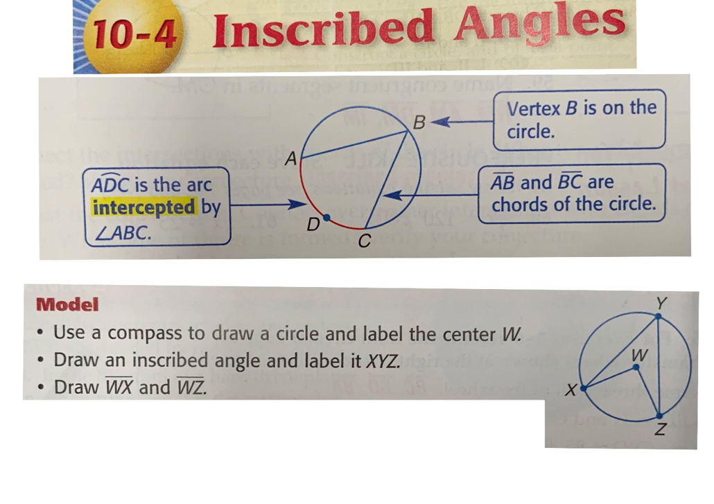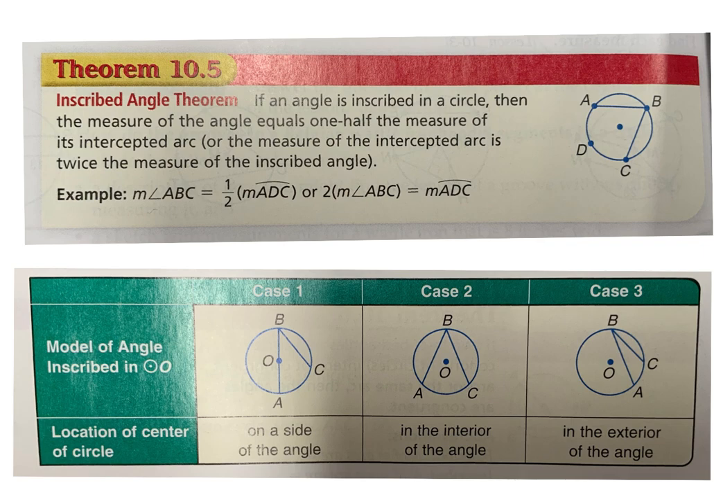And that's where we get the theorem at the bottom of that page. If an angle is inscribed in a circle, then the measure of the angle equals 1/2 the measure of its intercepted arc. All right, intercepted arc. Now remember, the measure of the intercepted arc is the same as the measure of the central angle that makes it up. So you have to remember we're talking about intercepted arcs of an inscribed angle.